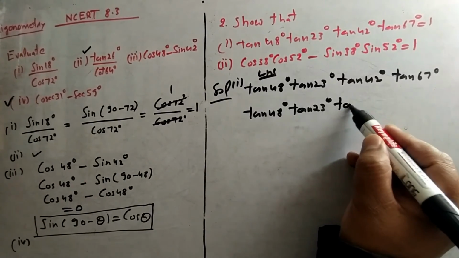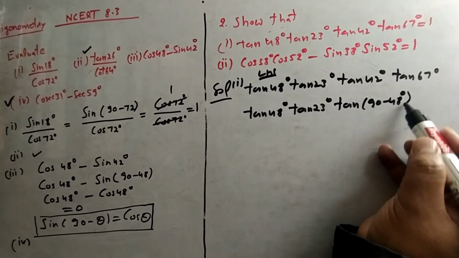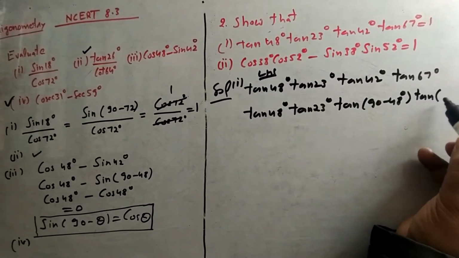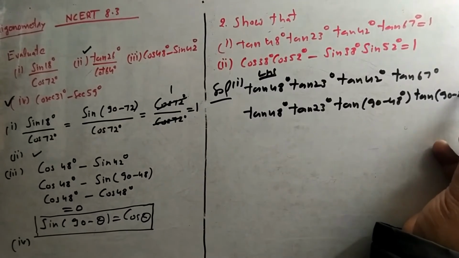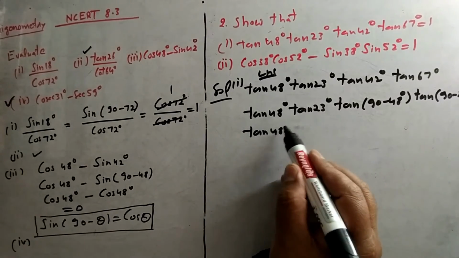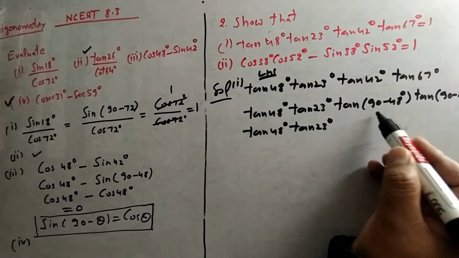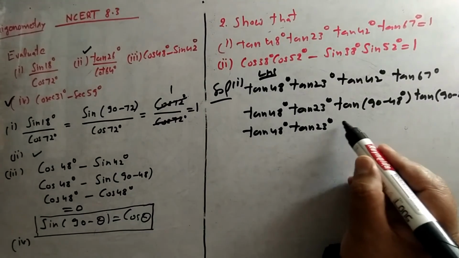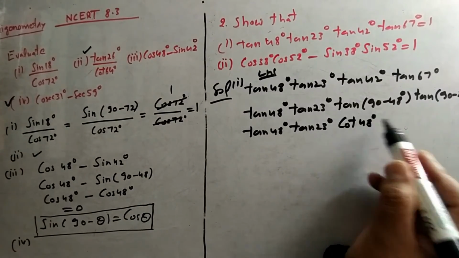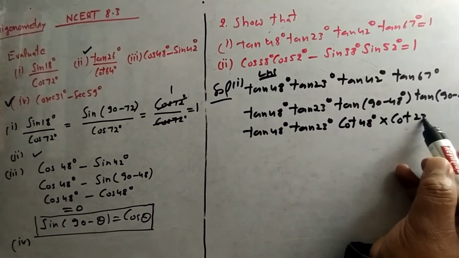Instead of this 42 degree, I can write 90 minus 48. You know better, 90 minus 48 is 42. And here also I can write 90 minus 23. Children, if you simplify it further, you get tan 48, and here you get tan 23. Here I am using that tan 90 minus theta is nothing but cot theta. So we get cot 48. Here again we get cot 23 degree.